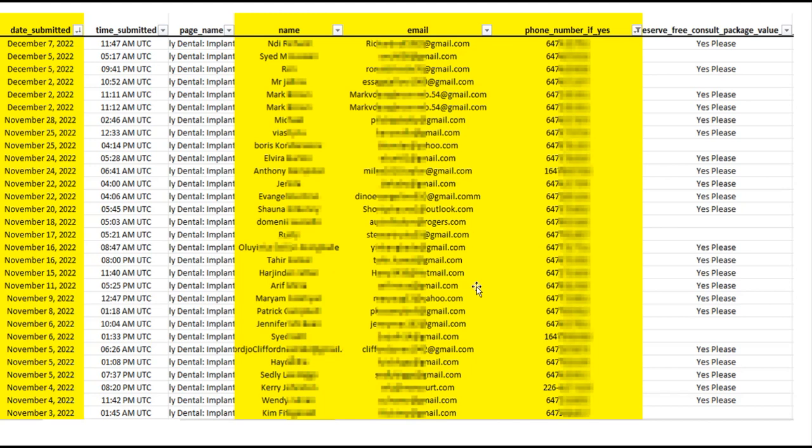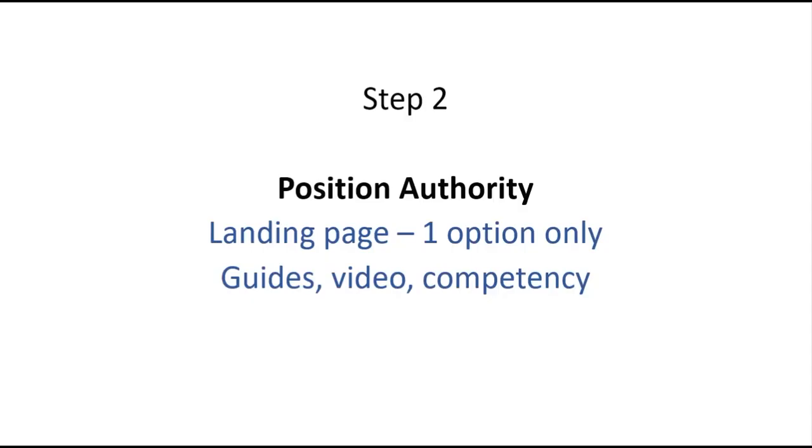Number of Gmails, actual email addresses that they left, whether or not they wanted the consultation, and their phone number, right, for contact. And these are all separated by this particular area in Toronto for the purposes of this video. Step two, which is here: we're positioning ourselves and you as the authority, all right?